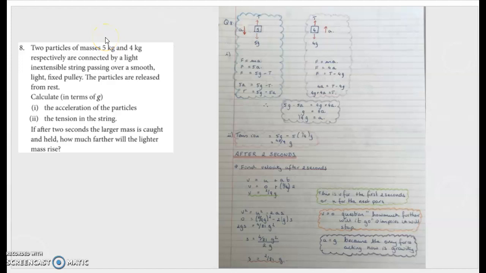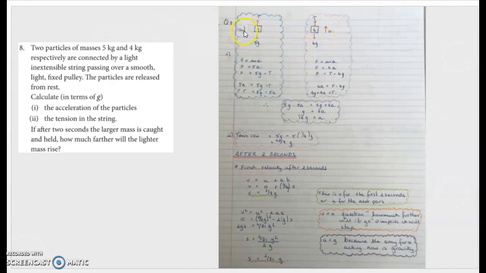Two particles of masses 5 kilograms and 4 kilograms respectively are connected by a light, inextensible string passing over a smooth fixed pulley. The particles are released from rest. Calculate in terms of g the acceleration of the particle and the tension in the string. So again, we set up the situation where we draw them out and look at them.